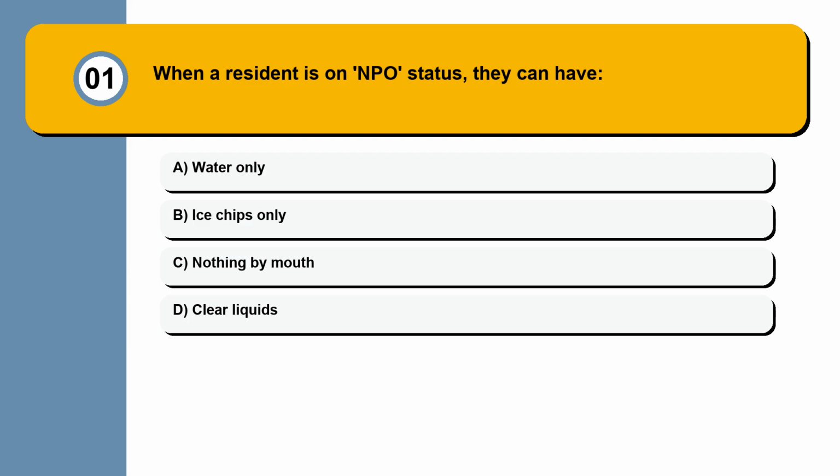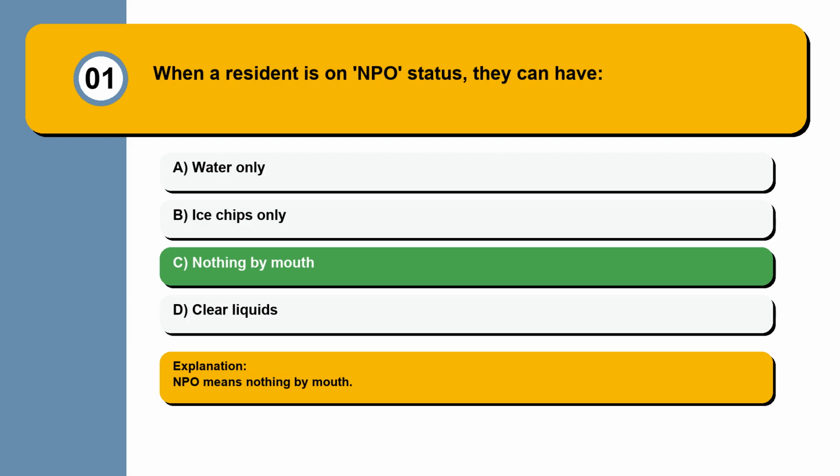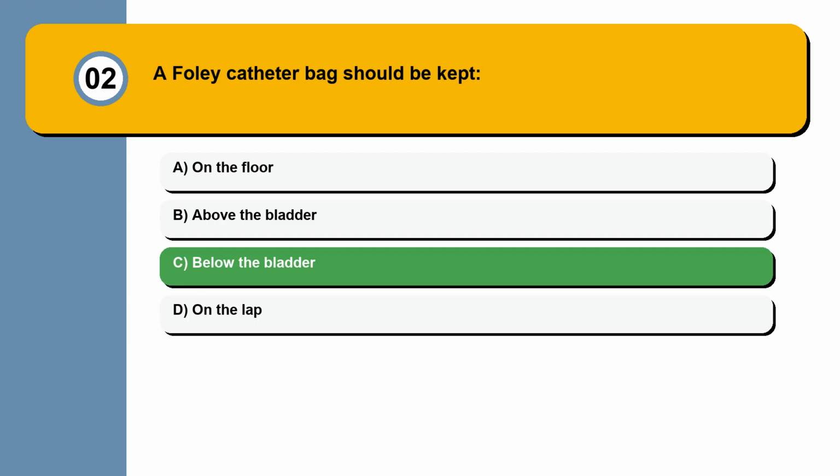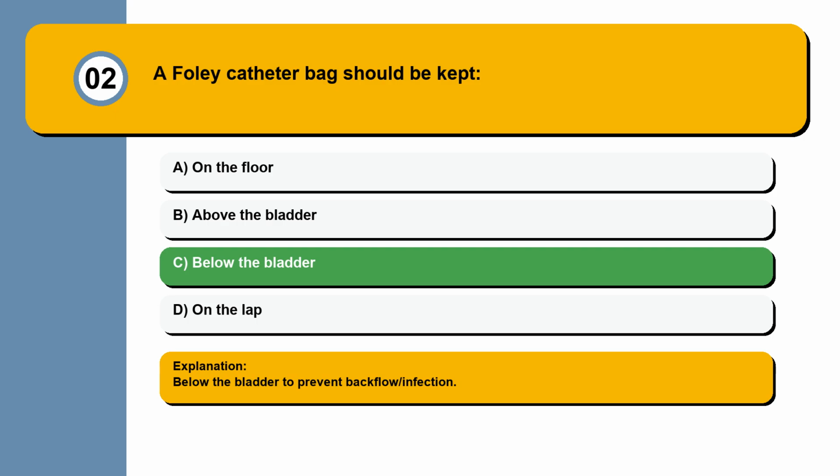Question 1. When a resident is on NPO status, they can have: water only, ice chips only, nothing by mouth, clear liquids. NPO means nothing by mouth. Question 2. A Foley catheter bag should be kept: on the floor, above the bladder, below the bladder, on the lap. Below the bladder to prevent backflow/infection.